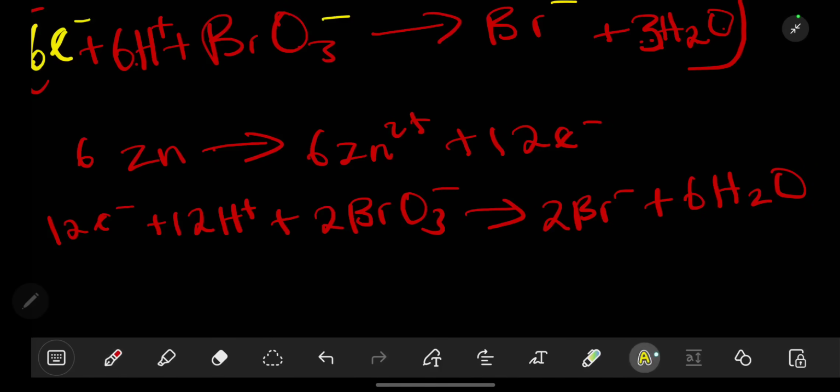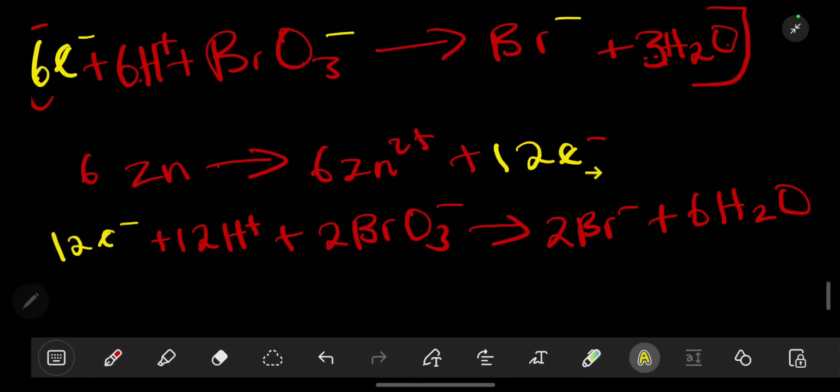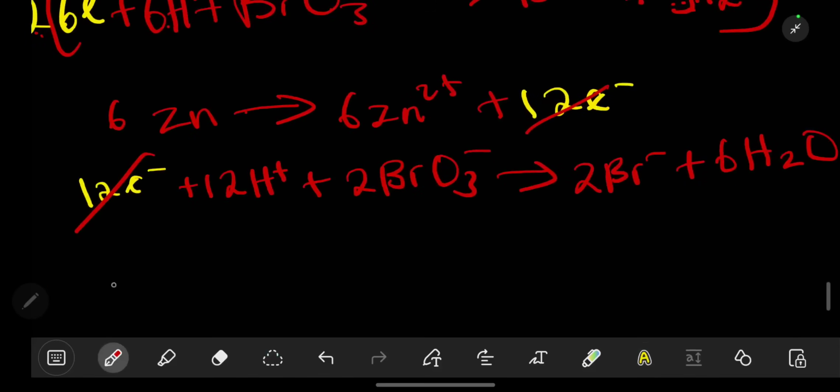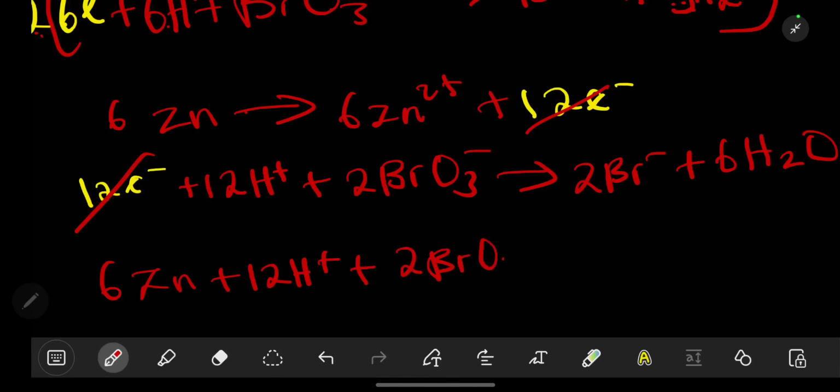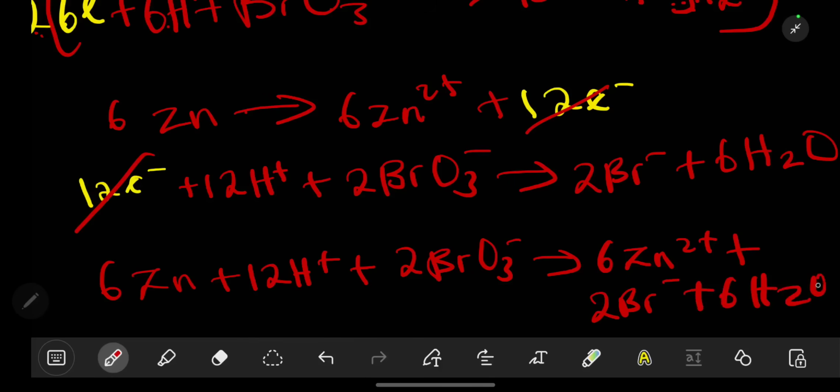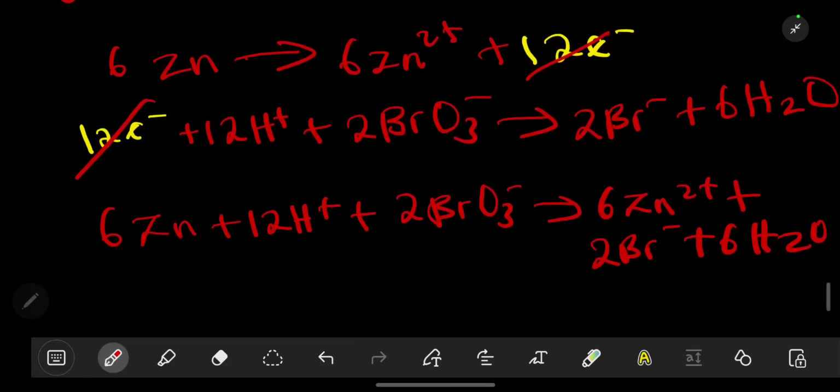Then what we are going to do is that, as you can see, the number of electrons here and here are the same, so we are going to cancel them. So this and this cancels, we are going to remain with our 6 Zn. Then we just add plus, we have our 12 H plus ions plus our 2 BrO3 negative to produce our 6 Zn 2 positive. Then we have plus our 2 Br negative plus our 6 H2O like that. So this is our answer for that problem.